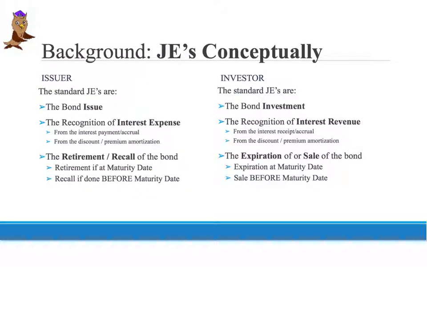Now, there are obviously some standard journal entries we'll be talking about. They sort of parallel each other on both sides, the issuer and the investor, but for the most part we'll just be focusing on the issuer in this lesson. So there's the bond issue itself and the recognition of the interest expense. That comes from two parts. It comes from the interest payment or the accrual, and also, in the case where there's a discount or a premium, it comes from the amortization of that discount or premium. And we'll talk more about that in a second.